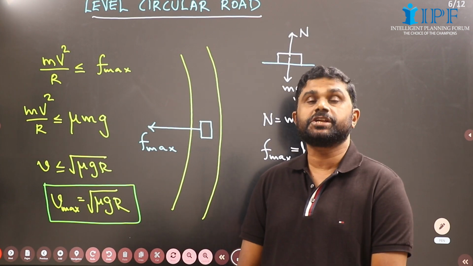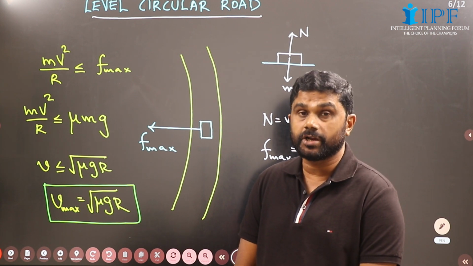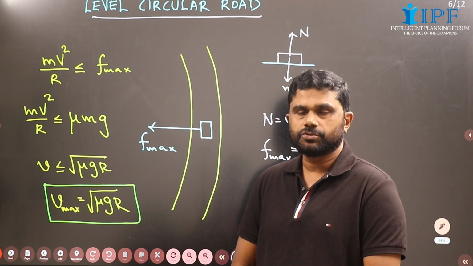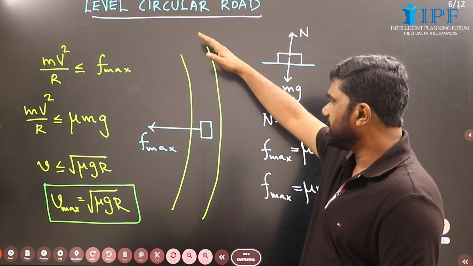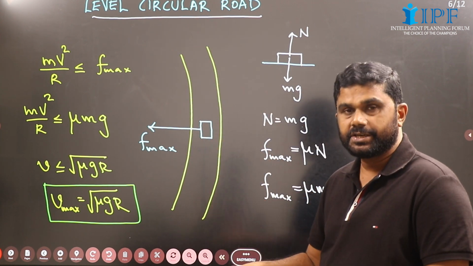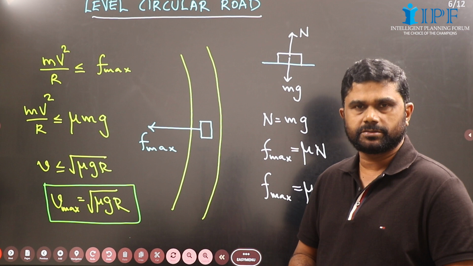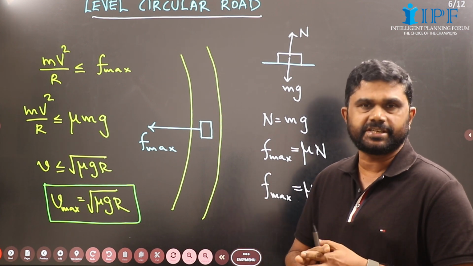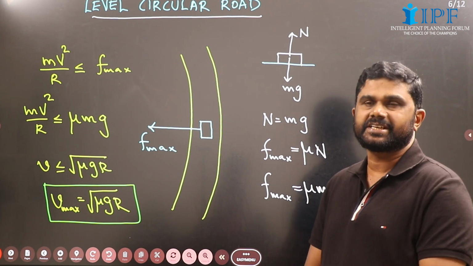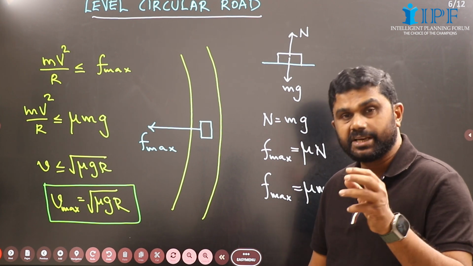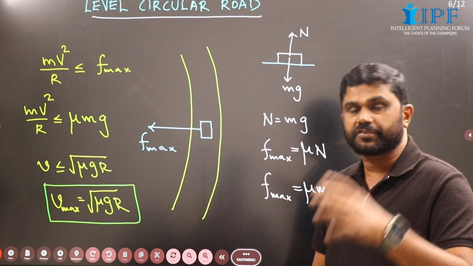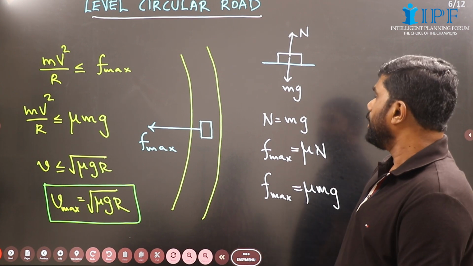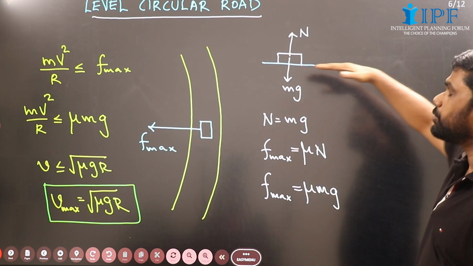Now see, motion of a vehicle on a level circular road. As the vehicle is taking a turn, it is actually moving in a circular path. So there must be a force directed towards the center that provides the centripetal force. Here the centripetal force is being provided by the friction. Now the road is horizontal.